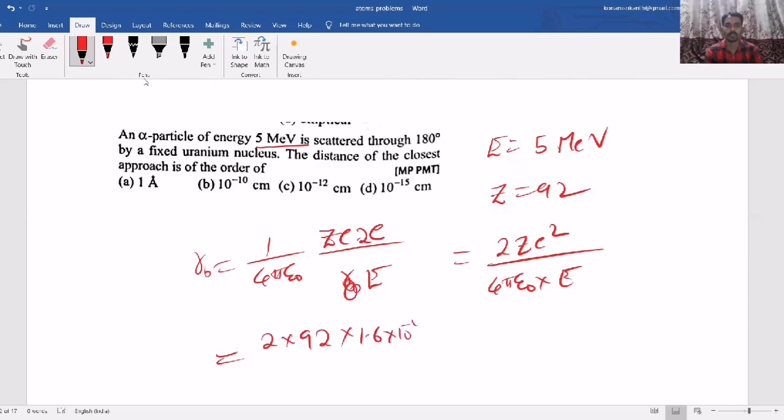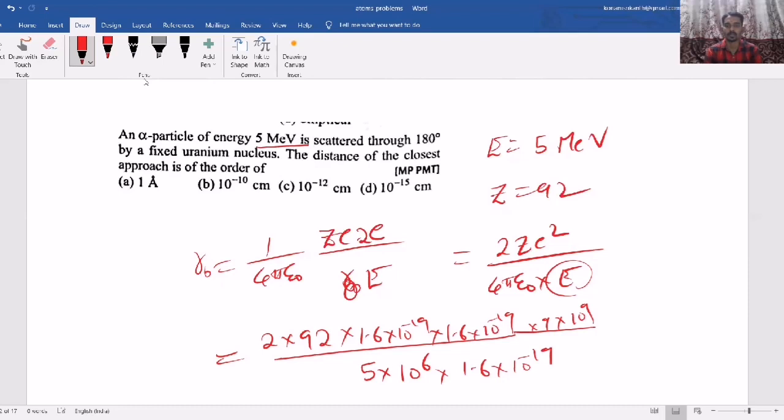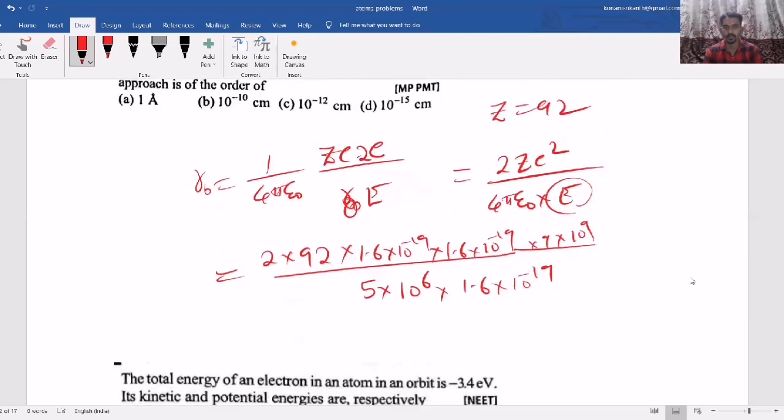Where 2 into Z is 92, e is 1.6 into 10⁻¹⁹, divided by, see here 1/4πε₀ is 9 into 10⁹, and E value is energy, so 5 into mega means 10⁶, electron volt means 1.6 into 10⁻¹⁹. If you take this calculation, the 1.6 into 10⁻¹⁹ cancel, so here 10⁶ and this 10⁹ will come. Now 2 into 1.6 is 3.2. So 3.2 into 9 by 5 into 10⁻¹⁹ plus 9, so 10⁻¹⁶.